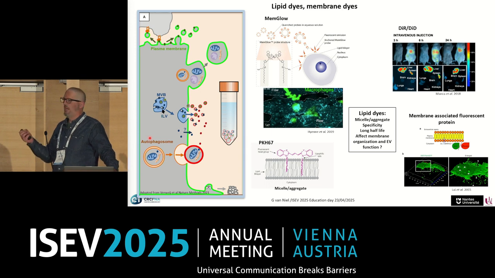All these dyes are interesting because they are pan-EV dyes. You can label all kinds of EVs as long as they have a membrane. They have a long half-life, so that can be an advantage, but that can also be a problem, notably in vivo, because you may transfer this dye from one EV to the membrane of the recipient cell. It may also affect membrane organization and EV function, so if you use, for example, MemGlow, maybe you will find that you completely affect the targeting and function of your EV in the recipient cell, as shown recently by Clotilde Théry.